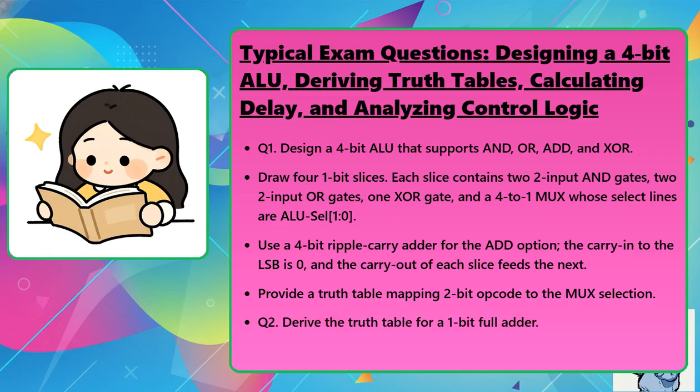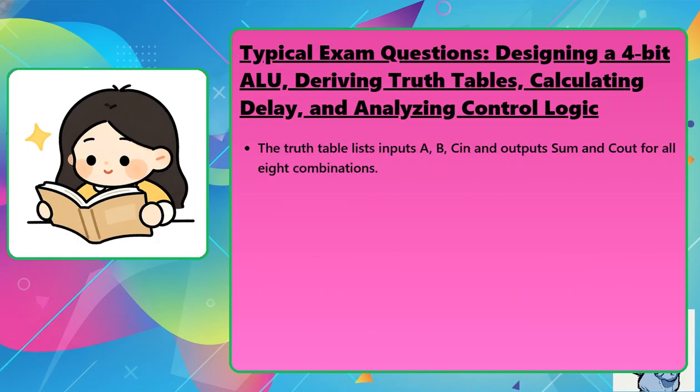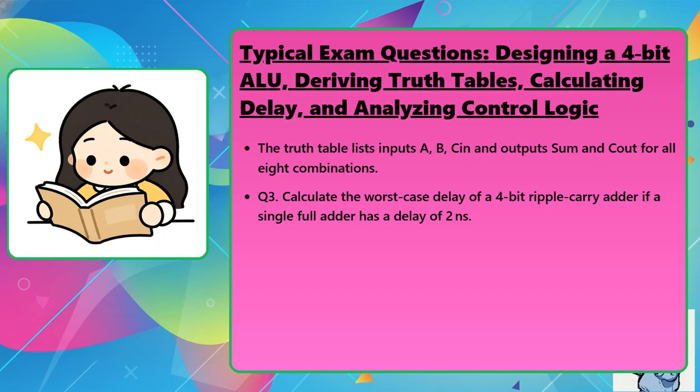Q2. Derive the truth table for a 1-bit full adder. The truth table enumerates all 8 combinations of A, B, and C in, and shows the corresponding sum and C out values. Q3. Calculate the worst-case delay of a 4-bit ripple carry adder if a single full adder has a delay of 2 nanoseconds. Total delay equals 4 times 2 nanoseconds, which is 8 nanoseconds.